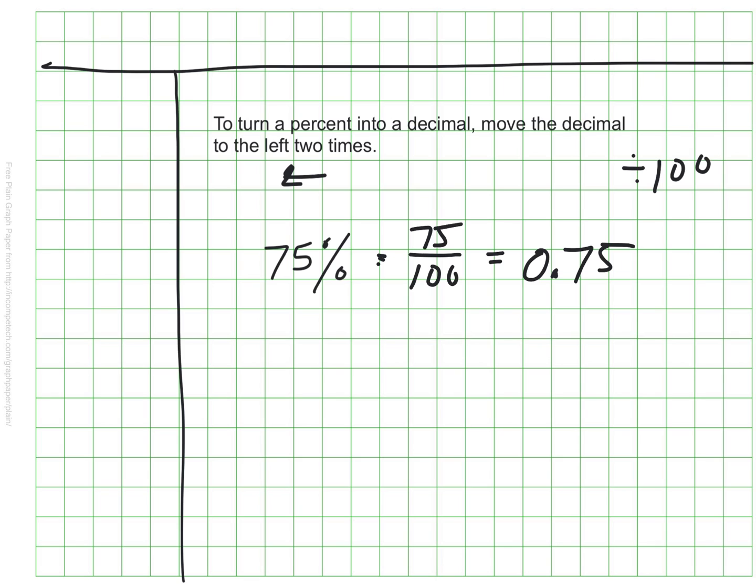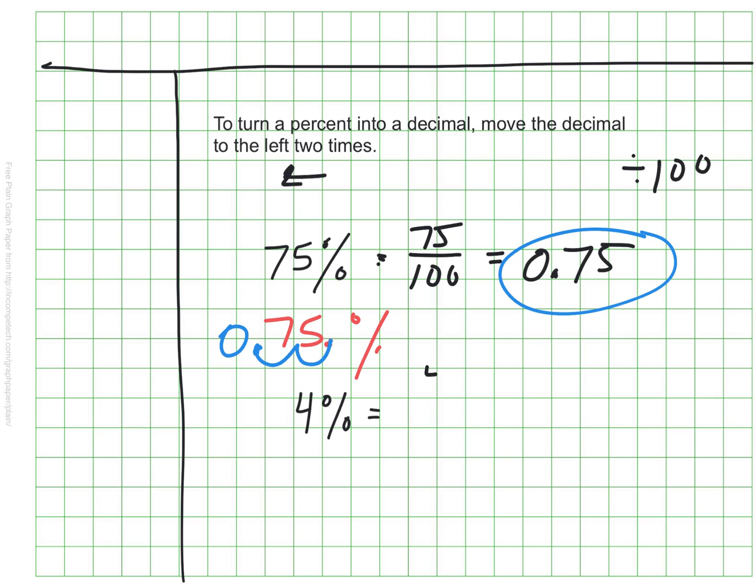Right? You can also see that 75%, right, would have this decimal, right? It's implied that a whole number has a decimal here at the end. And if I move it to the left twice, right, to the left and to the left, we end up with 75 hundredths, which is what we know our equivalent decimal would be.